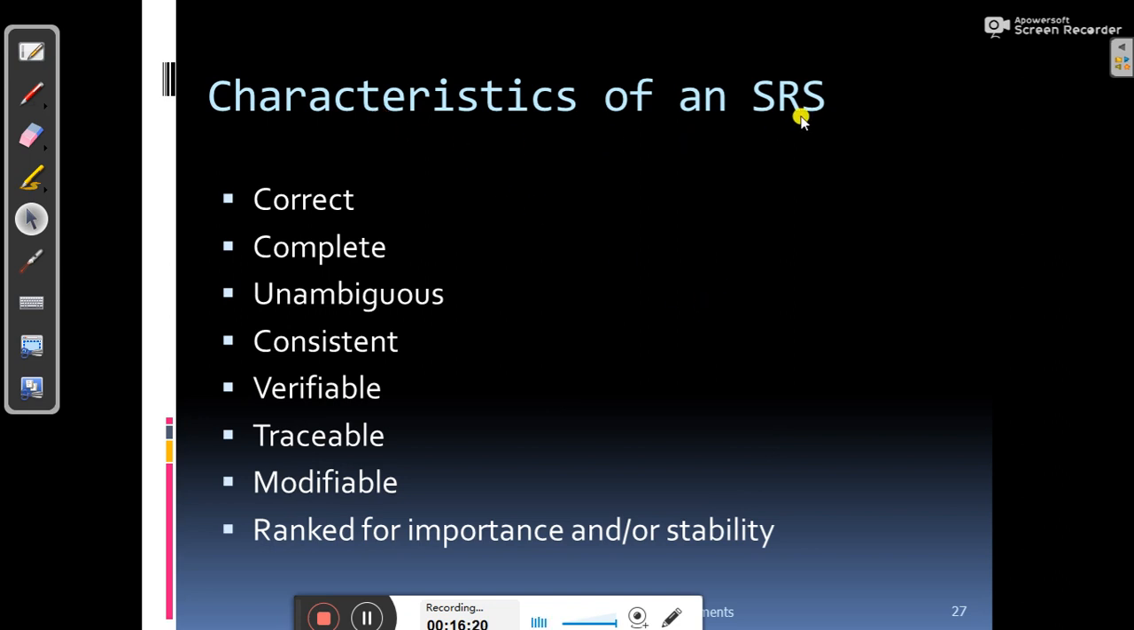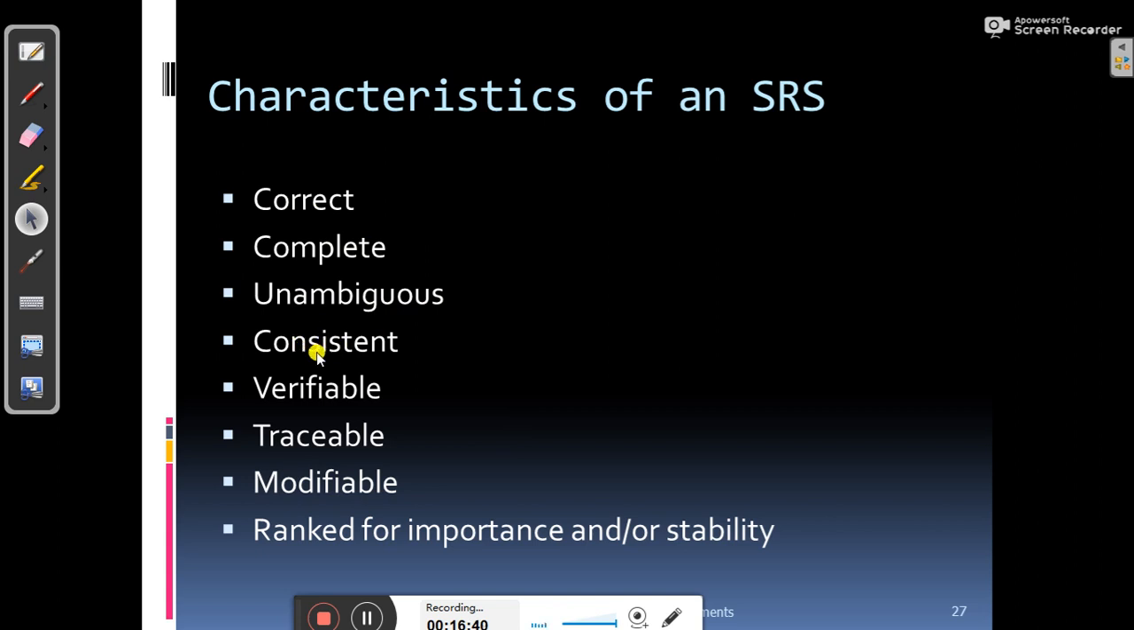The characteristics of an SRS are: correct, complete, unambiguous, consistent, verifiable, traceable, modifiable, and ranked for importance and stability. These are very important characteristics of an SRS. It has to be correct, it has to be complete, it has to be unambiguous, with no double meaning about any specifications.